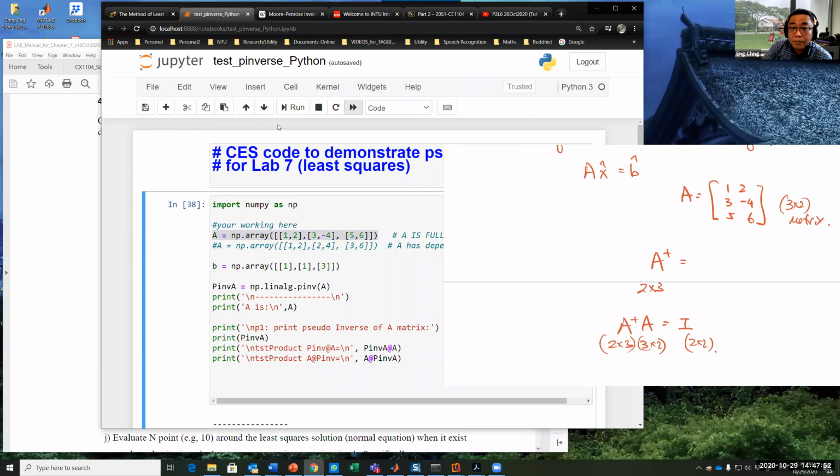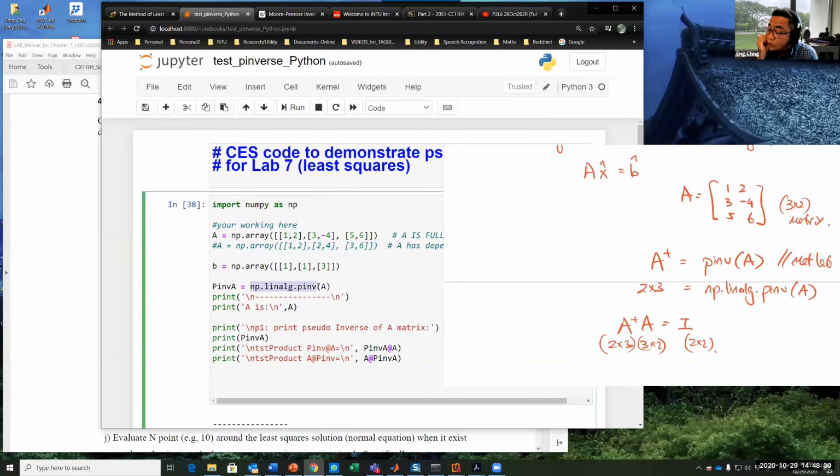So I'm going to just run the code. I've initialized A here. I've initialized B here. And I want to show you how to get the pseudo inverse of A. We'll just use NumPy's linear algebra pinv. In MATLAB, it is simply pinv of A. In Python, it is numpy.linalg.pinv of A.